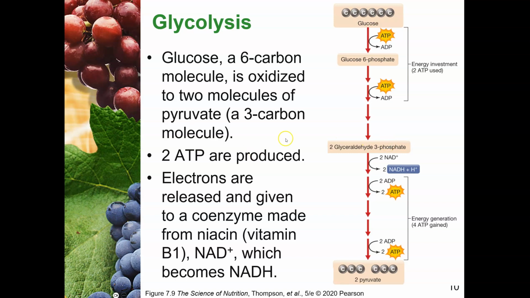Okay, so glucose is a 6-carbon molecule oxidized to 2 molecules of pyruvate, which is a 3-carbon molecule. We produce 2 ATPs, and those electrons and protons that the glucose has are going to be donated to NAD plus to form NADH and H plus. This is a coenzyme. It's a helper enzyme, and NADH stands for nicotinamide adenine dinucleotide, and you make it from niacin, which is vitamin B1. So that's why vitamin B1 is so essential to have in your diet.